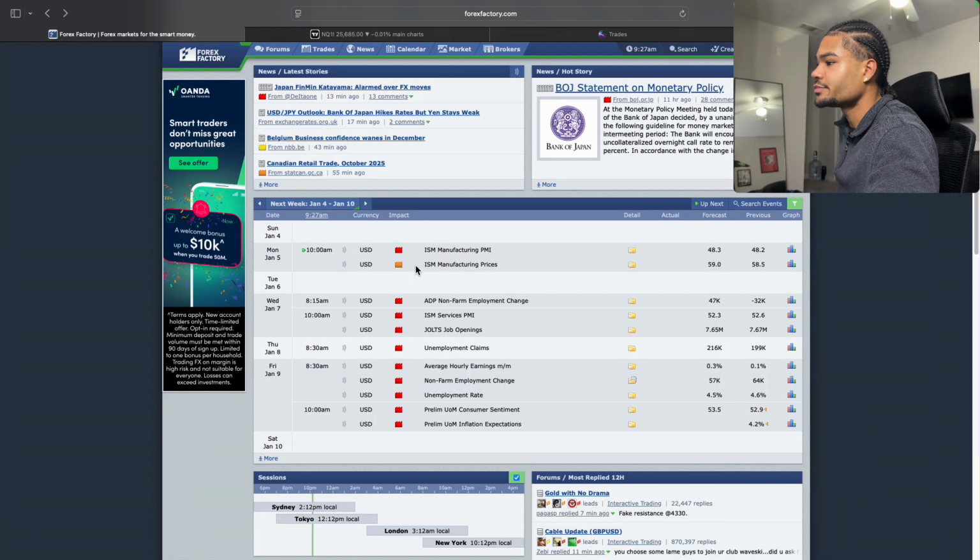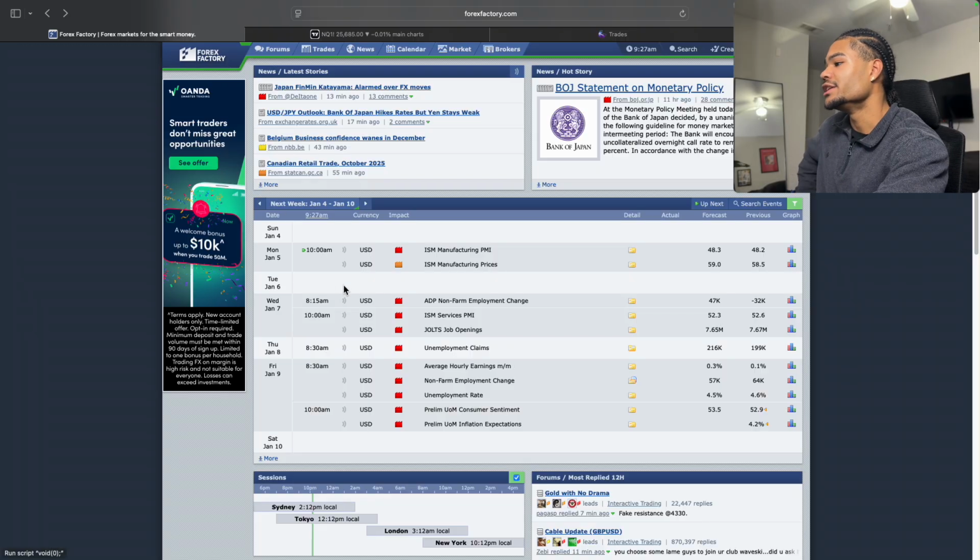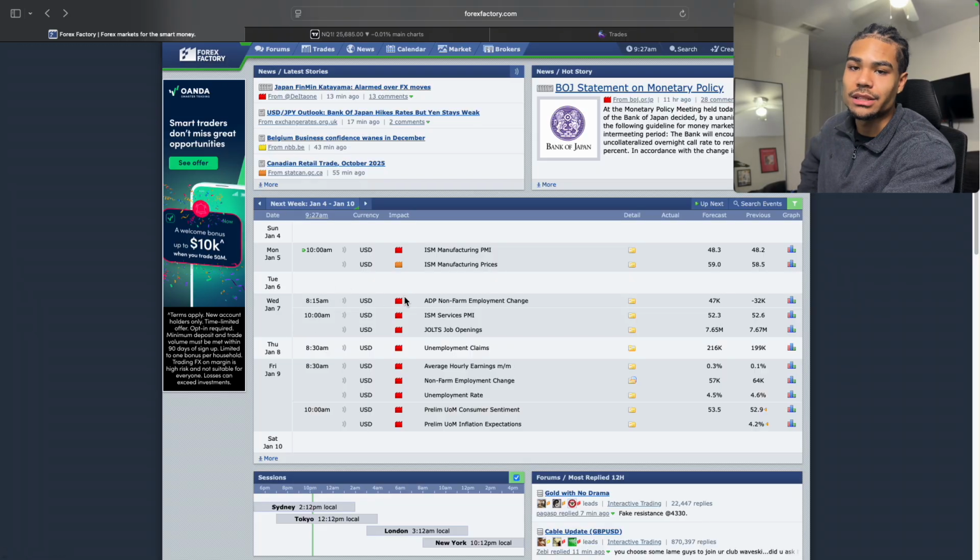As you can see, PMI at 10 a.m., 8:15, 10 a.m. A lot of these events will happen at New York open, either pre-market, at open, or right after: 10 a.m., 8:30, 9:30, 8:15. These events will heavily add volatility to the market. They're supposed to, at least. They may not always, but for the most part, I'll say 8 times out of 10, these will drive the market.